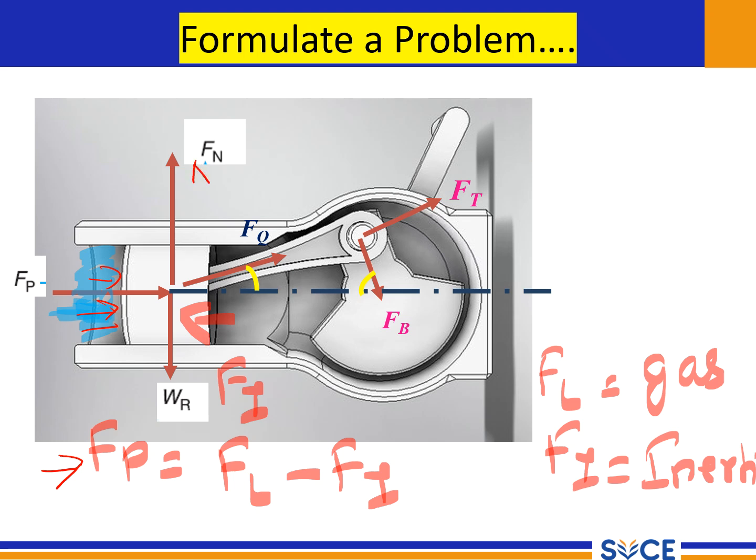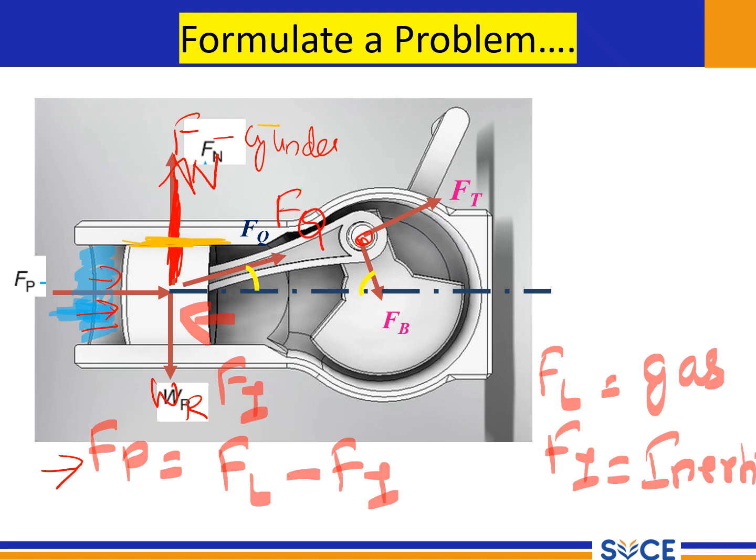Then due to it there is a normal reaction, and then the weight of the reciprocating parts. This is the normal reaction due to the moving piston, which is affecting the cylinder walls. So Fn is the force which is acting on the cylinder walls. The weight of the reciprocating parts, definitely we have to consider in the vertical engine. Then the piston force is going to be transferred along the connecting rod. We name this as Fq.